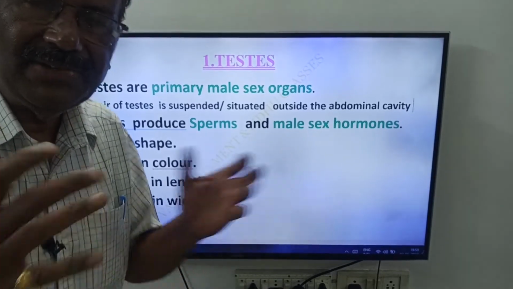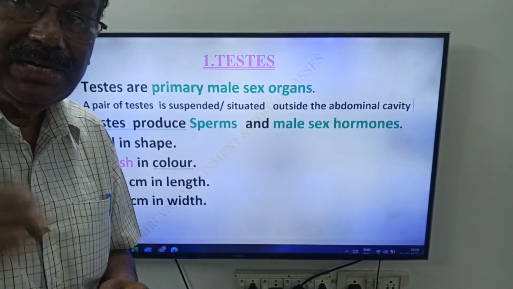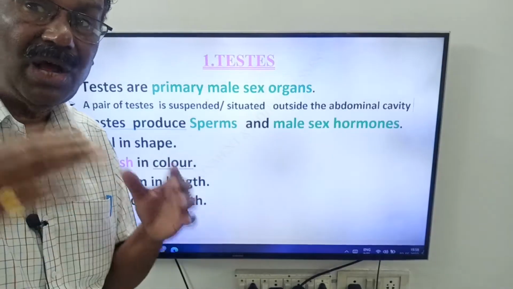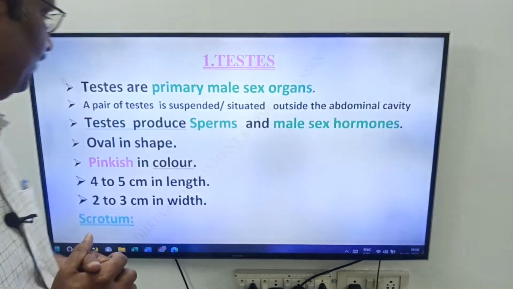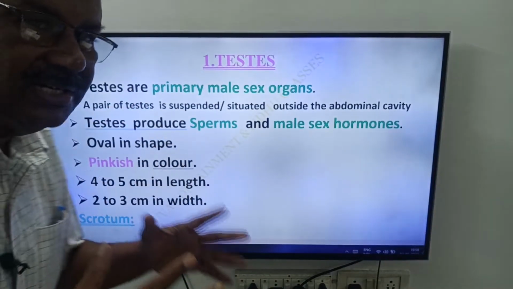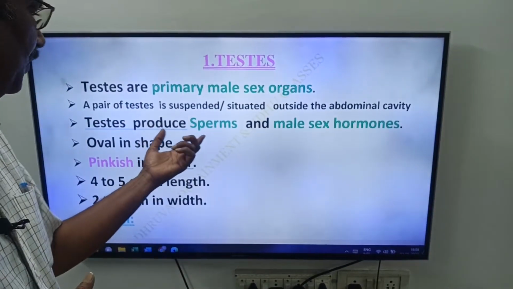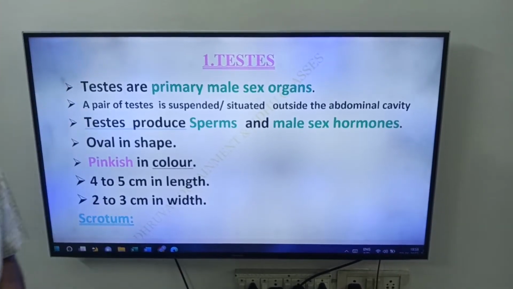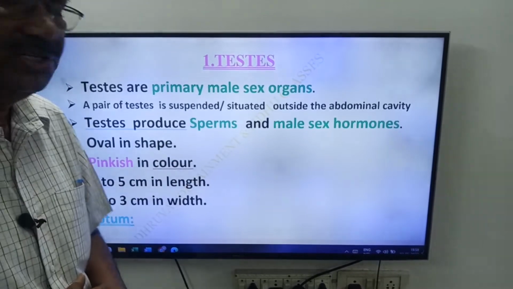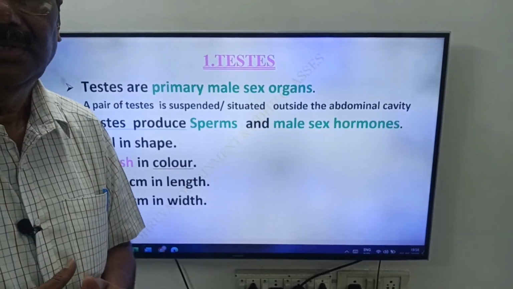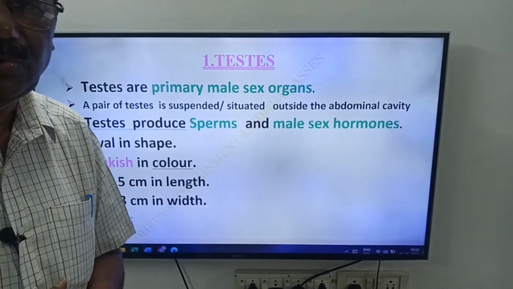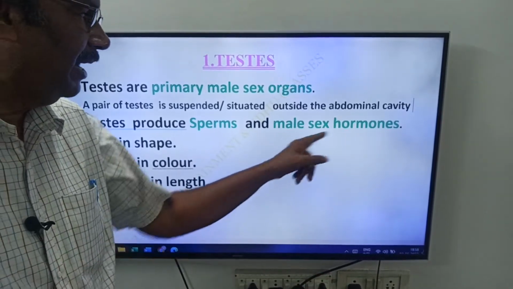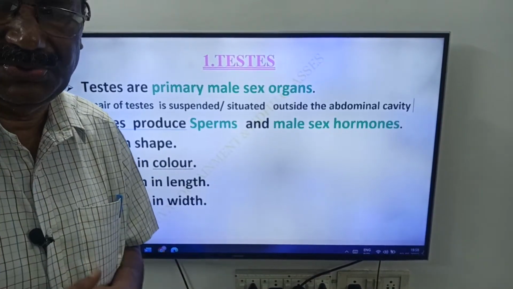For example, in a woman, the ovaries are present inside the abdominal cavity, but the testes are present outside the abdominal cavity. What is the function of the testes? Testes produce sperms and male sex hormones. Sperms are male gametes, and you may call them spermatozoa. And also male sex hormones.